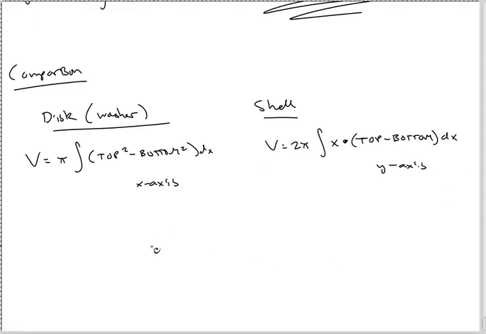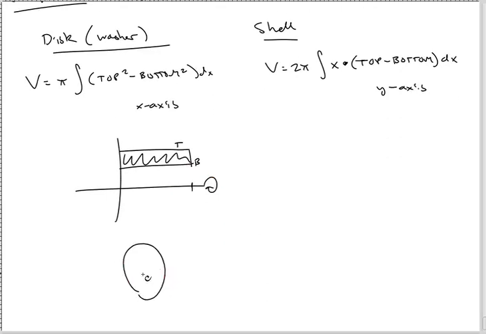So just as a quick review here, I have my top, I have my bottom, and let's say I'm just revolving it here about the x-axis. That would be my area, and so what would be the shape would be something like a barrel, and your axis would go right through the center, technically there and out there.